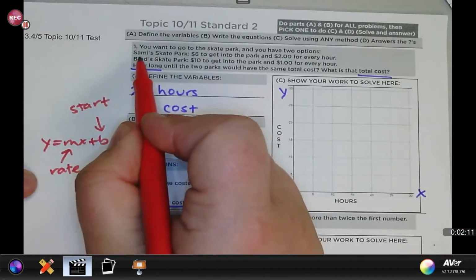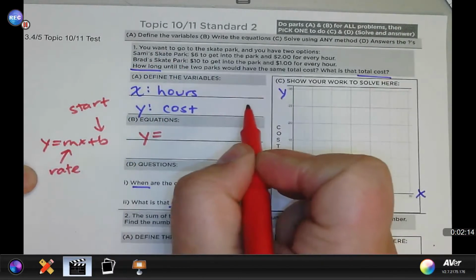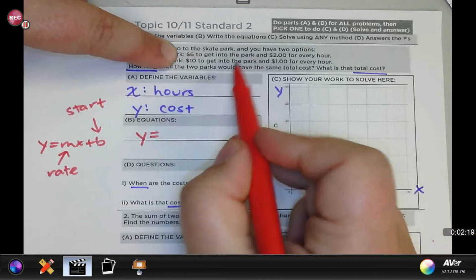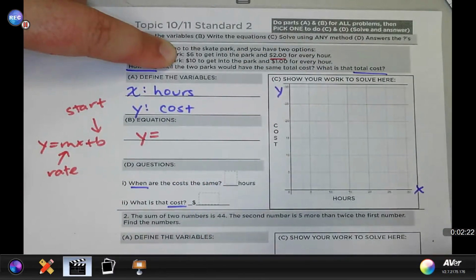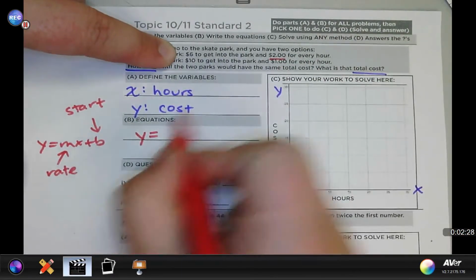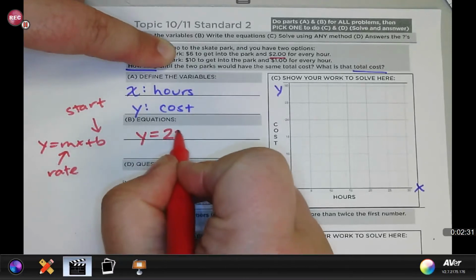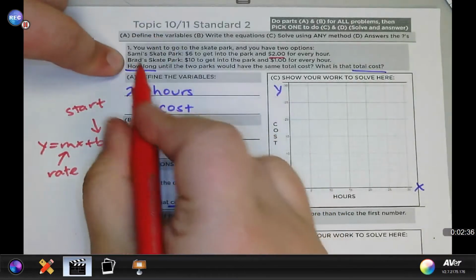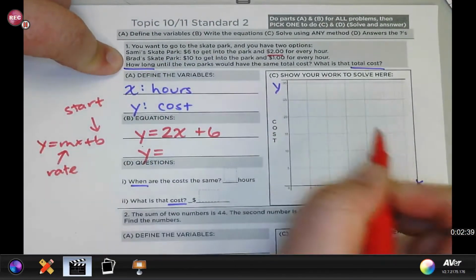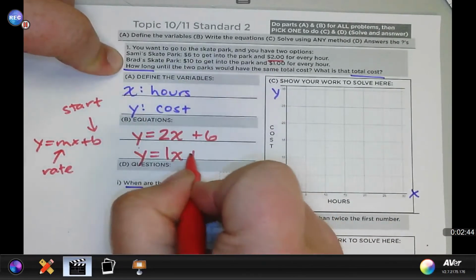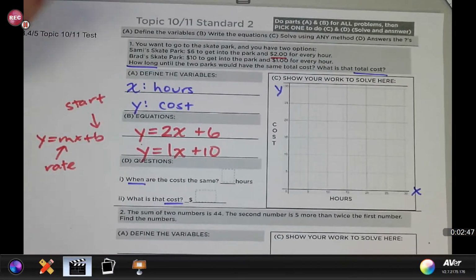Okay, so for Sammy's skate park, y equals, 6 is the starting amount, like the amount to get in, and the rate is $2 per every hour. And the reason I know that is because it says $2 for every hour, which is how you write a rate. So our slope, or m, is 2x, and then plus 6. Then, for Brad's skate park, we have y equals, and his rate is only $1 per hour, so 1x, and then $10 to get in. So that's your starting amount. And that's it, A and B for the first one.